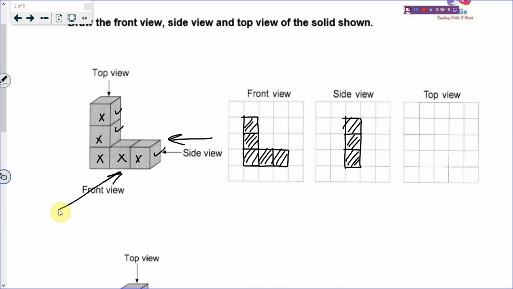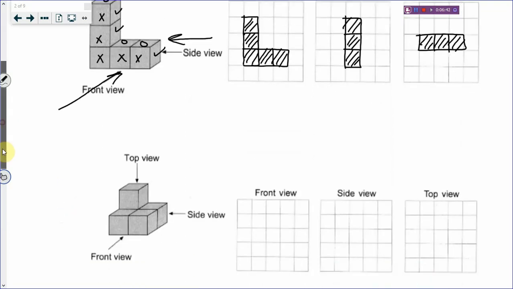Now your top view is from above. So you have to look down from above. And when you look down from above, you will see 3 cubes in a row. So you have to draw a row and cut into 3 boxes. And then again, you do some shading. Okay, but don't color totally black, all right? Because we don't want to waste too much time on the shading.